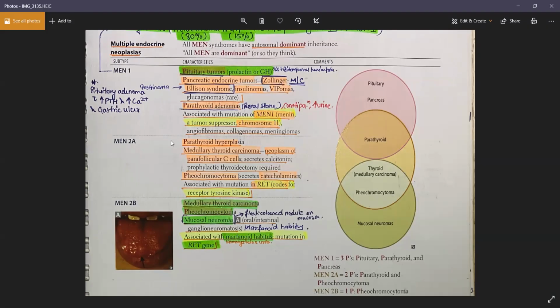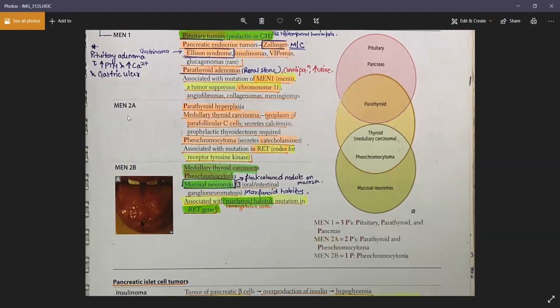Okay. MEN2 is due to a RET mutation, and RET is the proto-oncogene that codes for the receptor tyrosine kinase. Whenever it gets mutated, you can have MEN2A or MEN2B. For MEN2A, you have parathyroid hyperplasia. Please note, it is not a cancer, it is not a tumor, it is just hyperplasia.